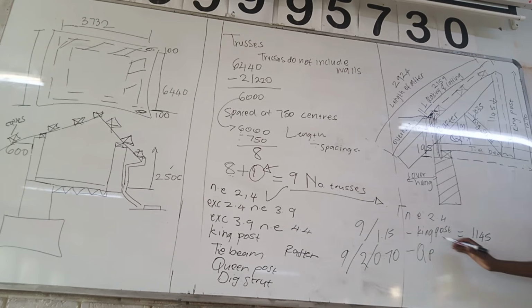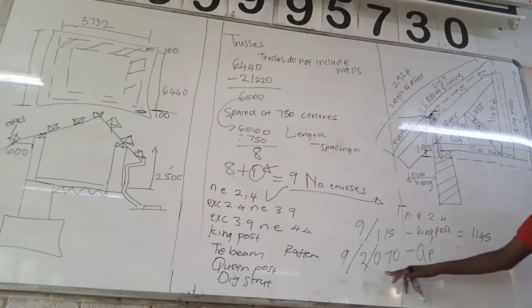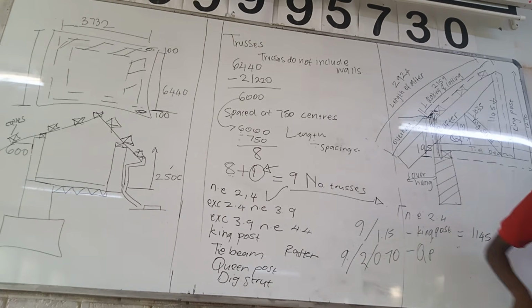We have the king post, it's not exceeding 2,4, it's 1,15 again. We have 1 king post, so there's no need to multiply by 1. And then how many trusses do we have? 9. So every truss we need to multiply by the number of trusses. We go to the queen post. We got 703. How many queen posts are there in a roof? We have 2 again, hence we multiplied by 2. And then the number of trusses again.